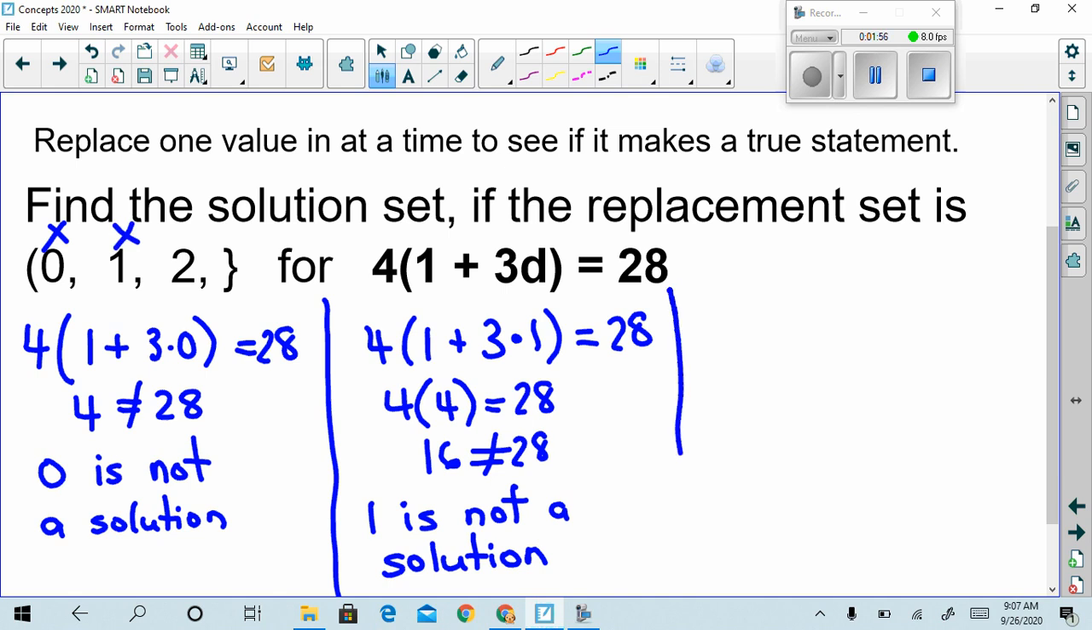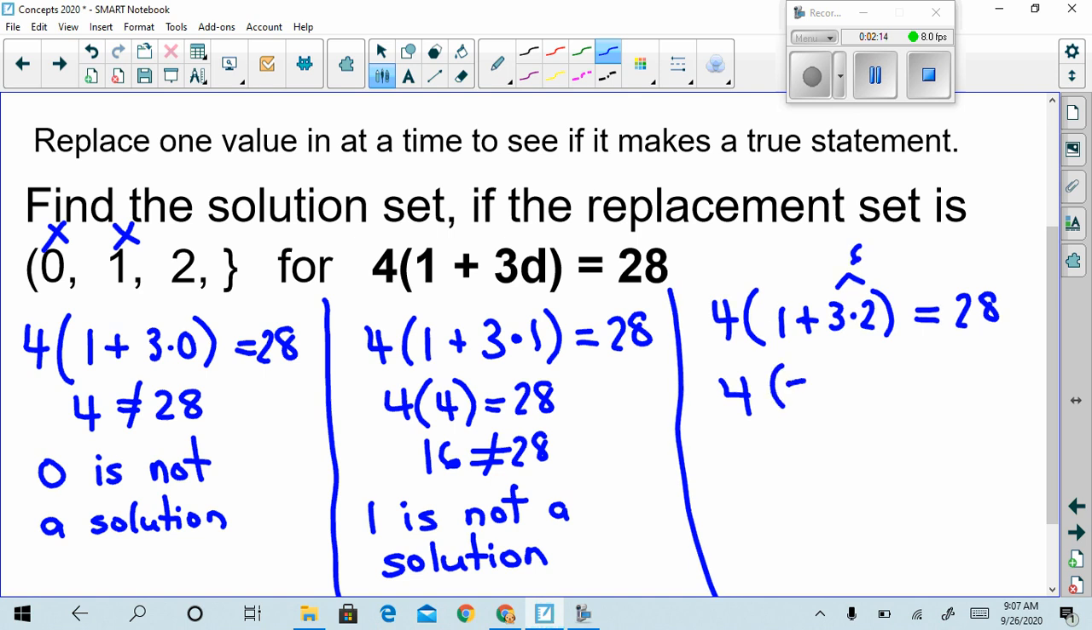Let's try one more number. 4 times (1 plus 3 times 2). Does this one equal 28? Again, we simplify in the parentheses. 3 times 2 is 6. 6 plus 1 is 7. And 7 times 4 is 28. I have a solution. I can say that 2 is a solution to this equation.